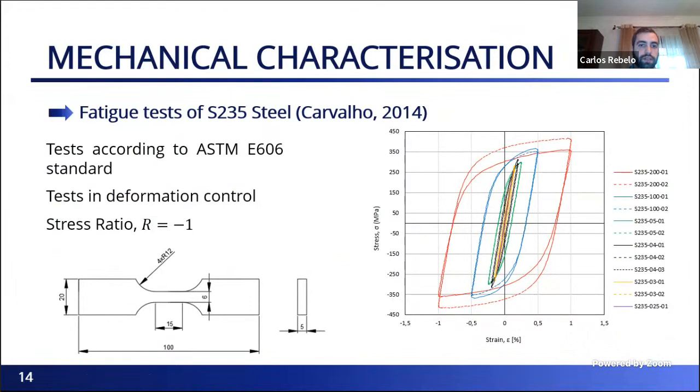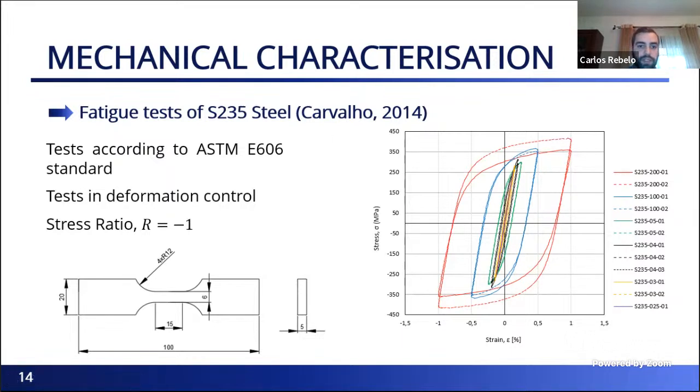I will now start the mechanical characterization. This part is divided into 2 sections, initiation and propagation. The initiation component was characterized based on the results obtained by Carvalho. The tests were conducted in accordance with the ASTM standard under strain control and a stress ratio of -1. The specimen geometries are shown here, and the hysteresis loops are represented in this graph.